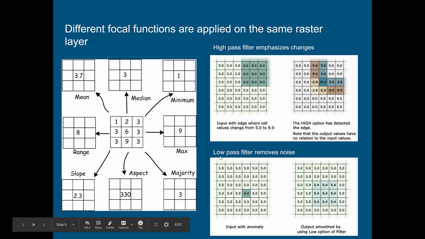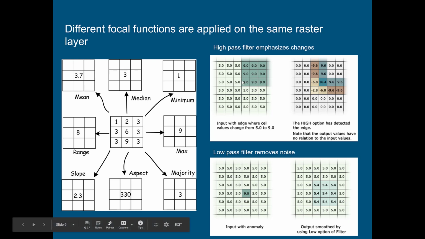You can define a low pass filter, like a 3 by 3 window covering the entire 3 by 3 area, and your target is this outlier. Let's use the mean. You take all the 9 values and calculate the average. You can see the values will become 5.4. So through this low pass filter, you can smooth out this outlier, this spike.